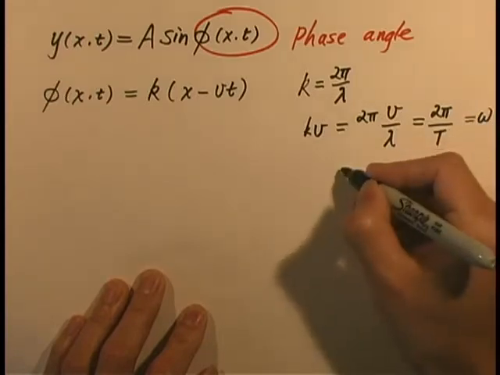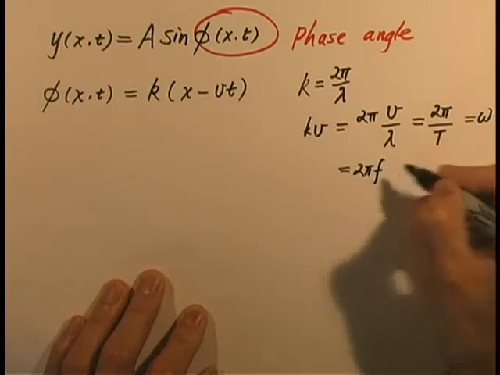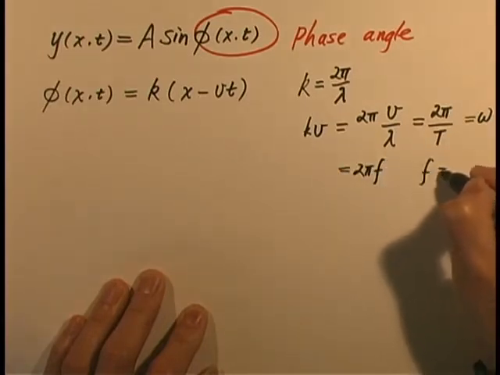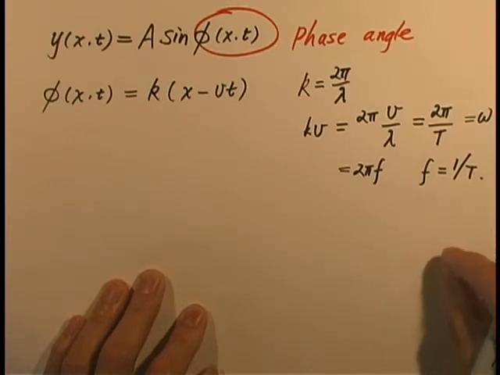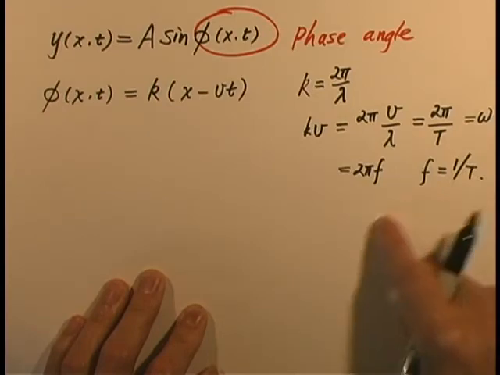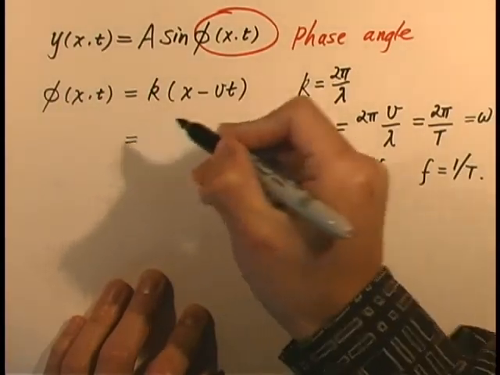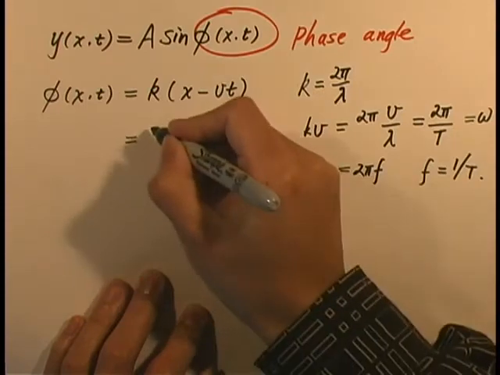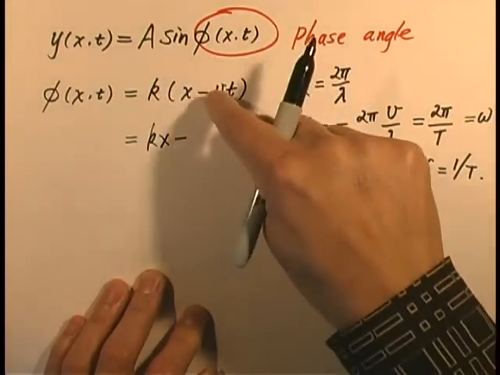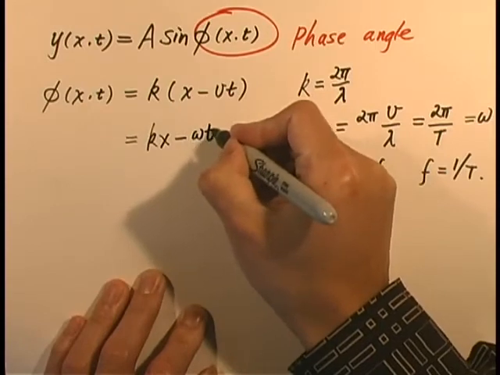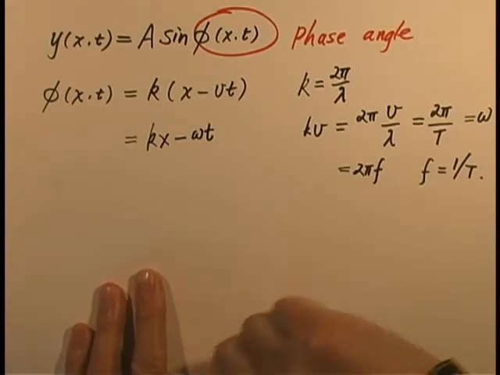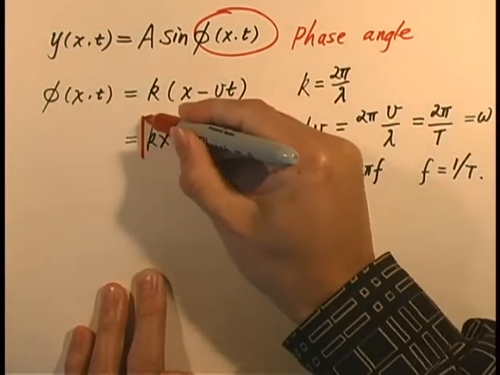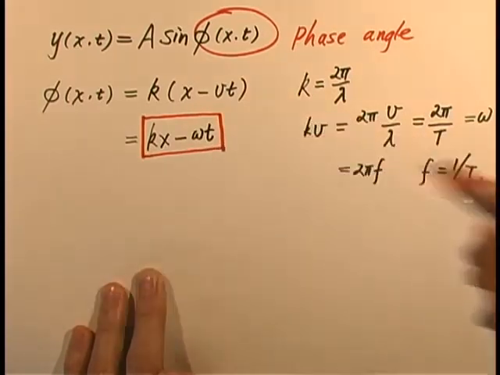I can also write this down as 2 pi f, f being the frequency of the wave, 1 over T. It is the frequency of each and every one of the oscillators going up and down to form the wave. Now, kv equals omega. And if I plug that in, I get a new expression equivalent to the first one. That's kx minus kvt, that's omega t. This is a very common form used by physicists. kx minus omega t. We're going to use this a lot. That's how we express the angle.